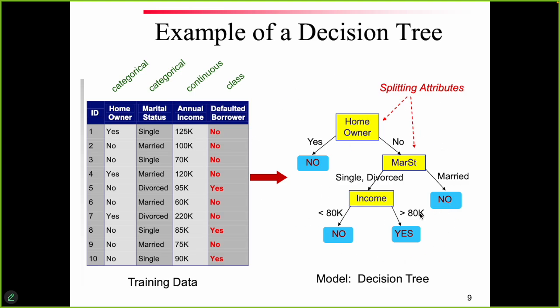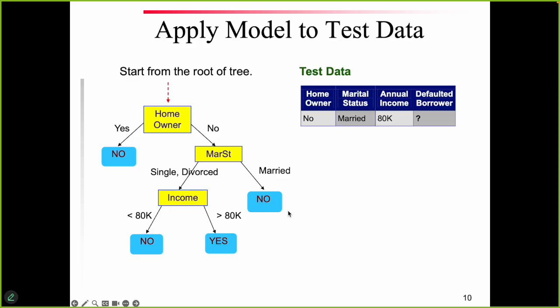And so this is the overall structure, and then you can use it. Imagine this is one possible decision tree based on this training data, right? Now, when you have built this tree and you want to predict, for example, the defaulted borrower, you apply it on your test data. If you have someone who is not a homeowner, who is married, and whose annual income is, for example, 80K, then what would be the class label, or what is the prediction here?